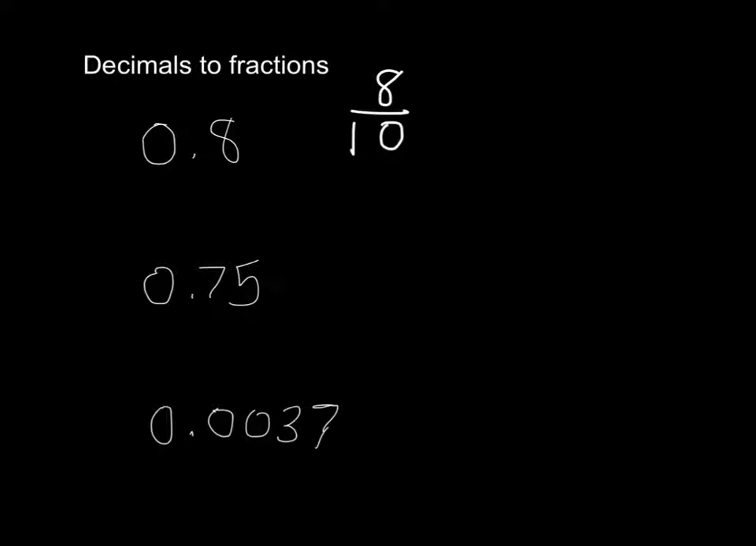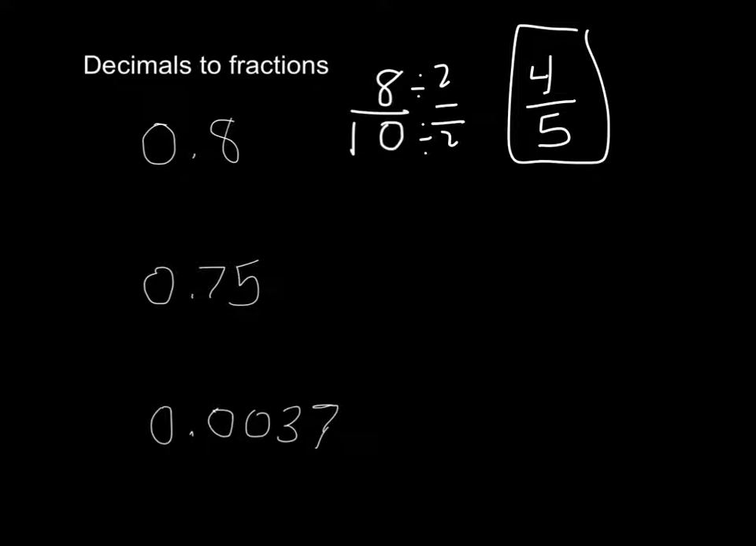Once you've done that, you do need to simplify, because when you are asked to find the fraction, you do need to simplify the fraction. Now, both of these are divisible by 2. So I divide them both by 2, and I get 4/5, which is your final answer on that question.